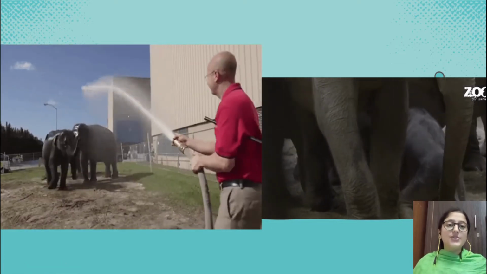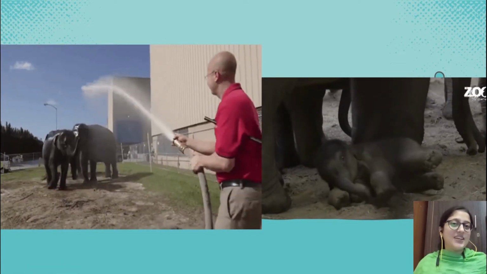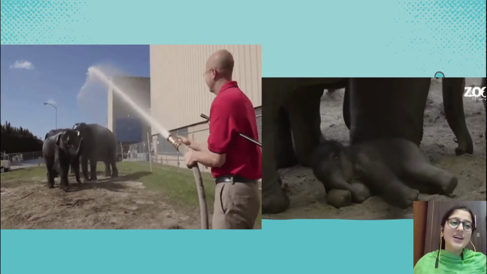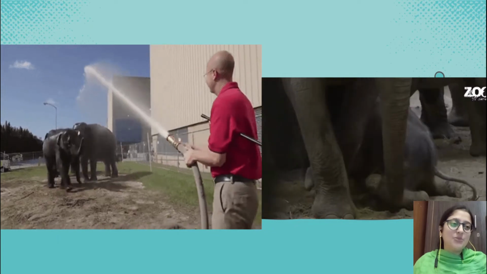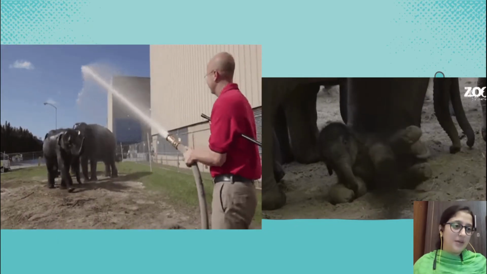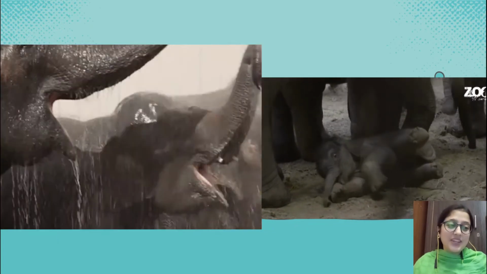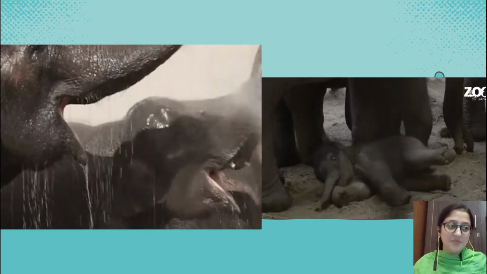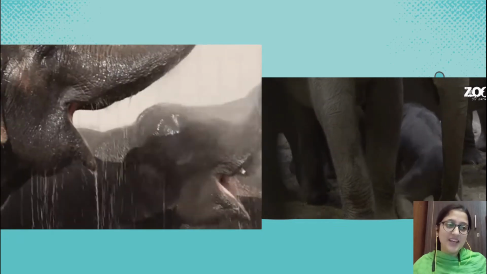Now you see the little videos, in the first one they're having a water bath, in the second one the baby elephant is enjoying a mud bath probably, right? It's a newborn, just born baby elephant, okay? And a very cute thing about baby elephants is they suck their tongue as human babies suck their thumbs, okay?